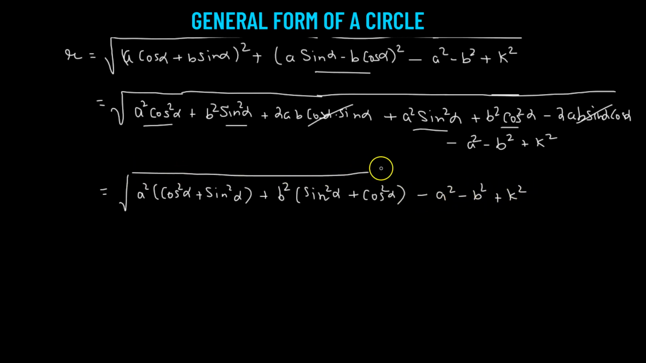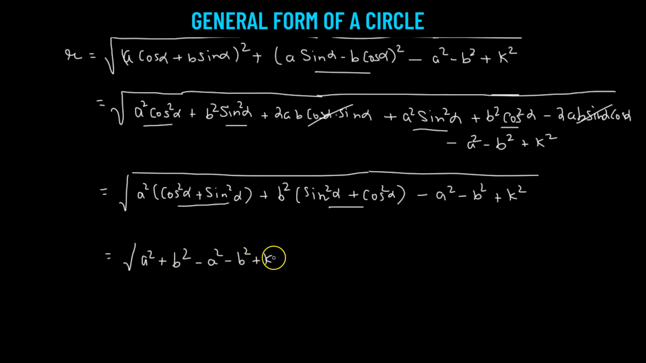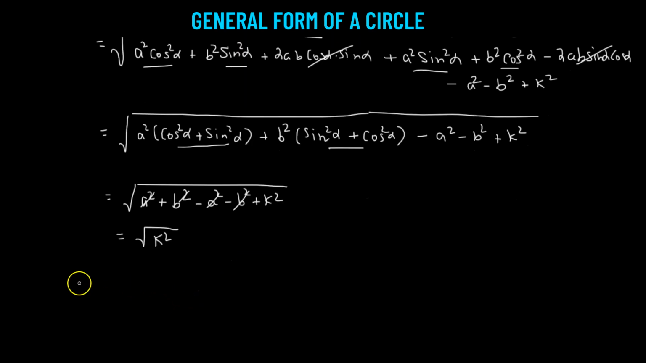Now here we're using the fact that cosine squared alpha plus sine squared alpha equals 1. So we are now left with the square root of a squared times 1, so that's simply a squared, plus b squared times 1, so that's also b squared, minus a squared minus b squared plus k squared. So a squared and negative a squared, b squared and negative b squared cancel out, leaving us with the square root of k squared. Now k squared being a perfect square, we have finally obtained the value of the radius. So the radius of the circle is k. So we have found the radius.